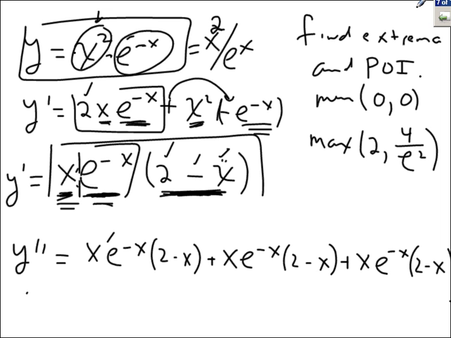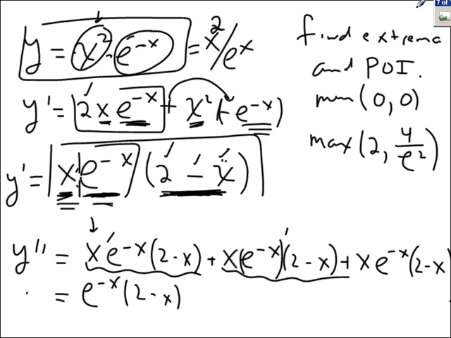First, I'll take the derivative of x in the first term, and then in the second term, I'll take the derivative of e to the minus x, and in the third term, take the derivative of 2 minus x. The derivative of x is 1, so I get e to the minus x times 2 minus x plus, I have x isn't going to change, and 2 minus x will not change. The order you multiply things does not matter.